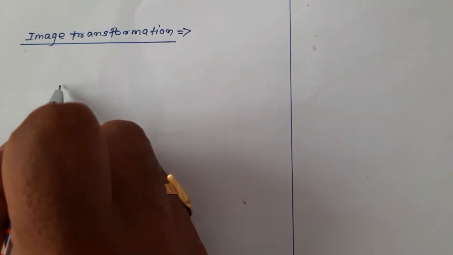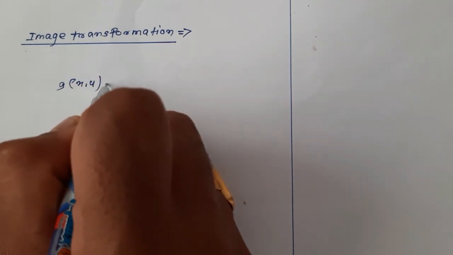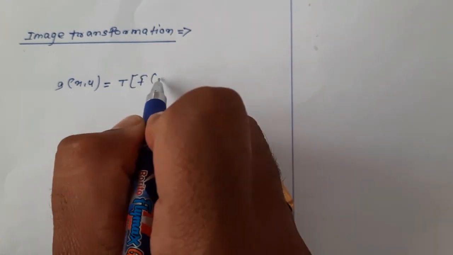Hello guys, so today I would like to explain what is meant by image transformation, and after that I would like to explain how image thresholding is done in DIP. Before going for thresholding, first I would like to tell you something about transformation. Basically in image transformation, the output we can represent with the help of g(x,y). It's a 2D variable. g(x,y) is equal to a transformation T on f(x,y).